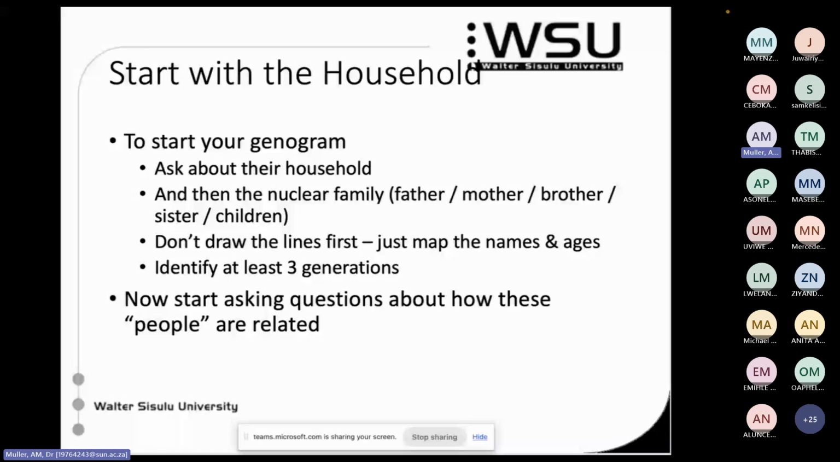Once you've got all the basic people that are in the household, you can start seeing how those people are related, and then you can start looking at how the genogram will sit outside of their household. So what brothers and sisters and aunts and uncles are not in the household, but are closely related to your prime patient.